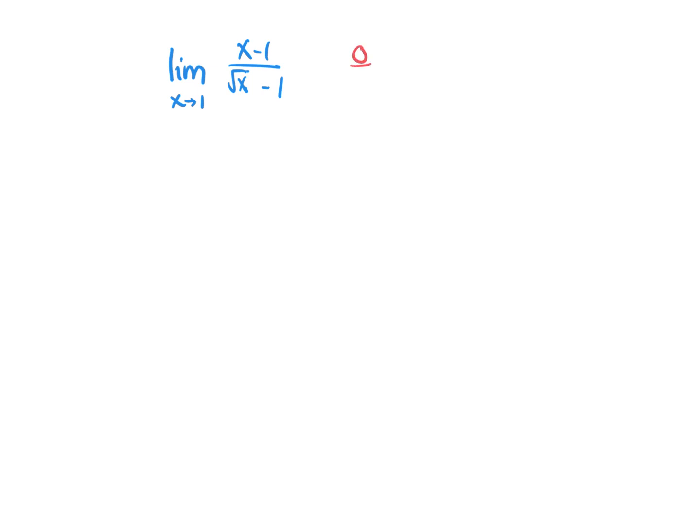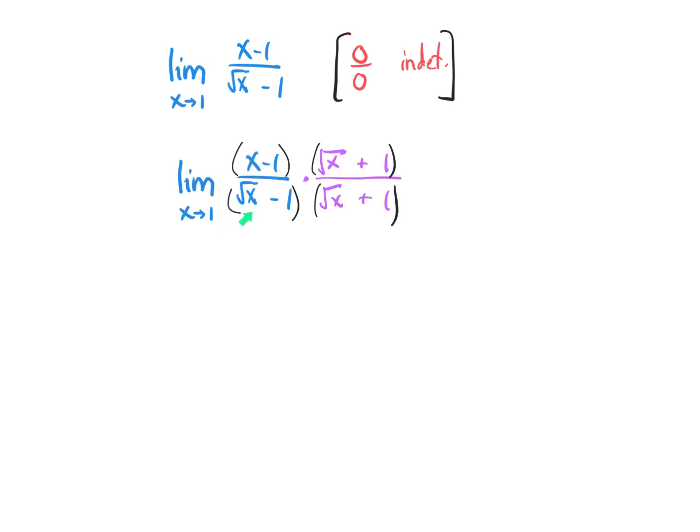Right, as x approaches 1, this is definitely the 0 divided by 0 indeterminate form. So ask yourself, which technique for evaluating limits should we use? It'll be the rationalization technique. This technique will rationalize the denominator.